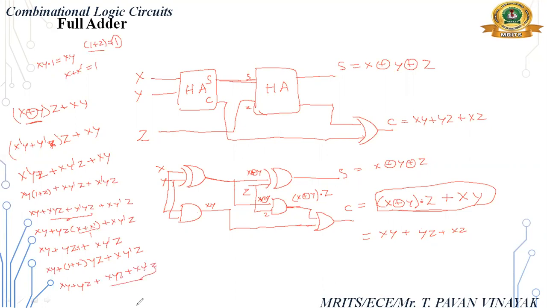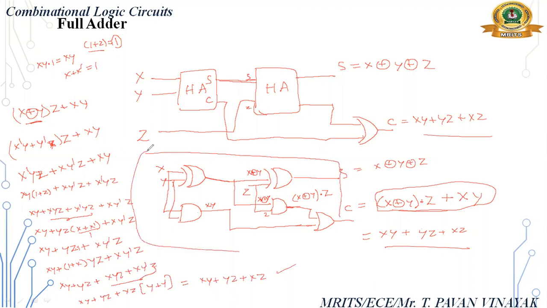From these two terms, I am taking XZ common. What happens? Y plus Y bar, which is 1. So XY plus YZ plus XZ. We get this expression, right? So this is the final expression. So this is the full adder using two half adders. So this is the circuit. Remember the circuit carefully: two half adders with one OR gate.